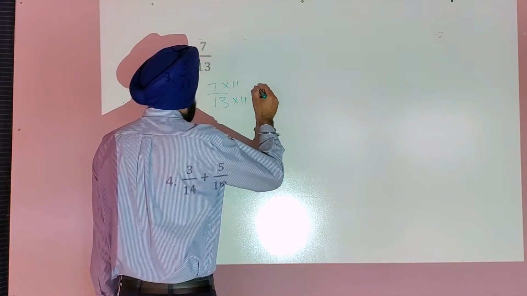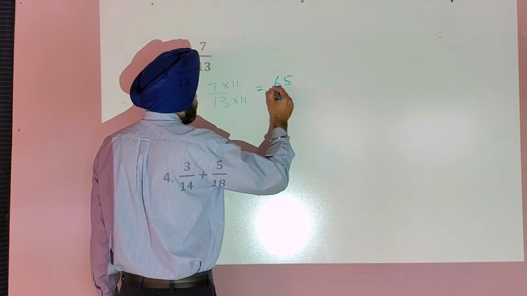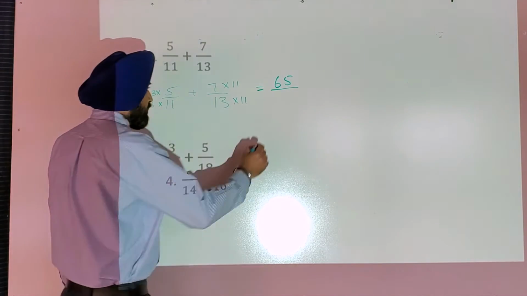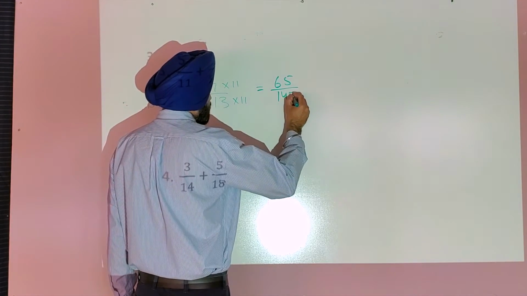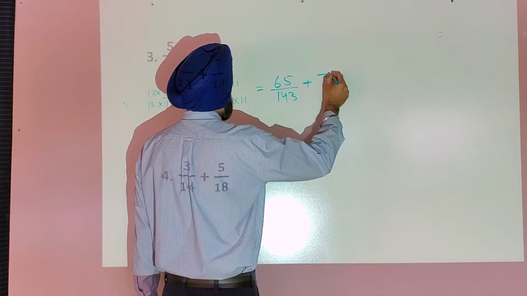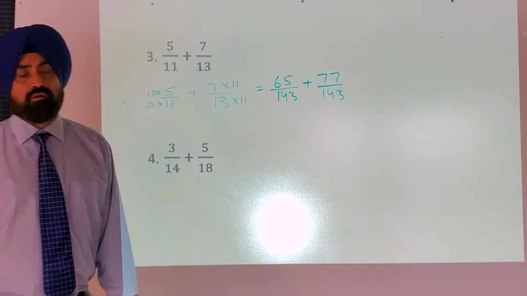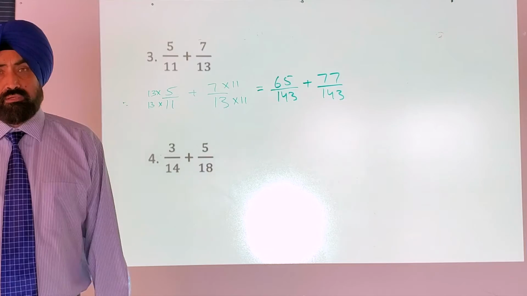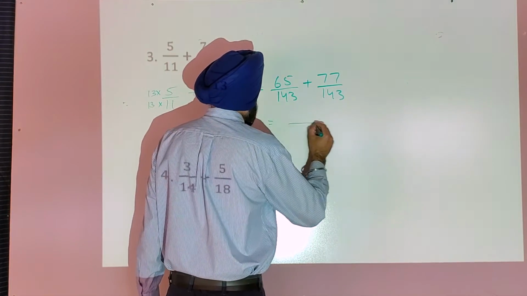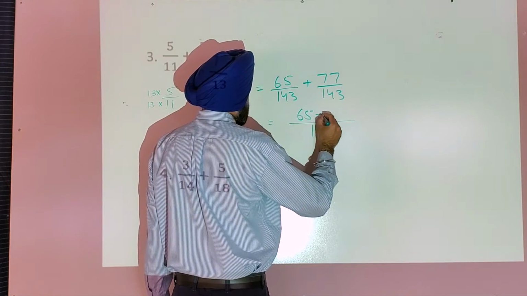So what will happen now? 13 times 5 is 65, and 13 times 11 is 143, and 7 times 11 is 77 over 143. So this way you can get the common denominator even if you don't know how to find the lowest common multiple. So write 143 only once and add the top numbers.